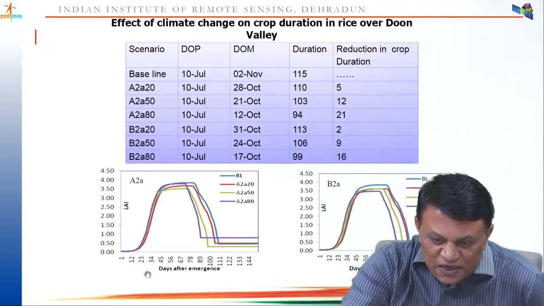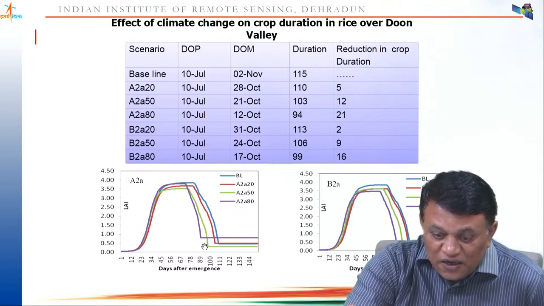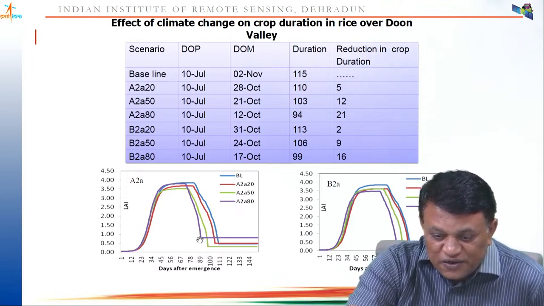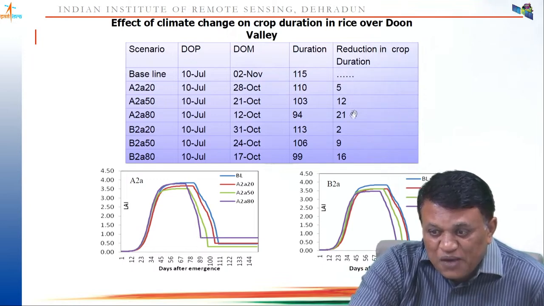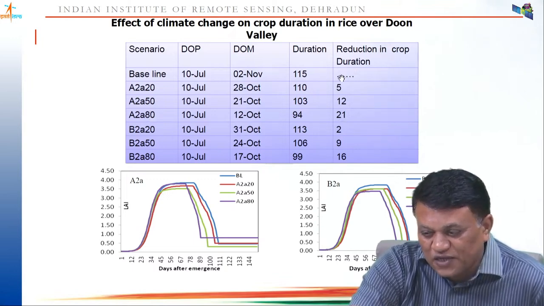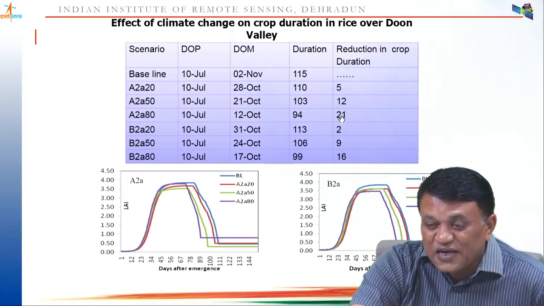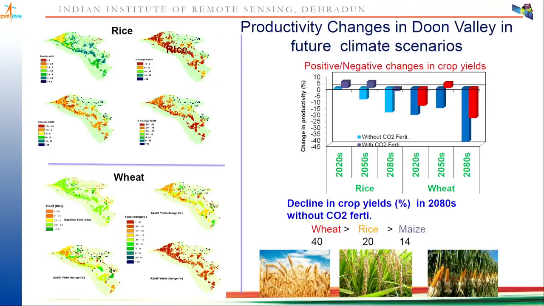So here you see from the baseline scenario up to 2080, this season is reducing one by one. You see 2080, it is reduced by 21 days compared to the baseline scenario. Actually 21 fewer days in a season available for photosynthesis. So finally crop yield will decline.